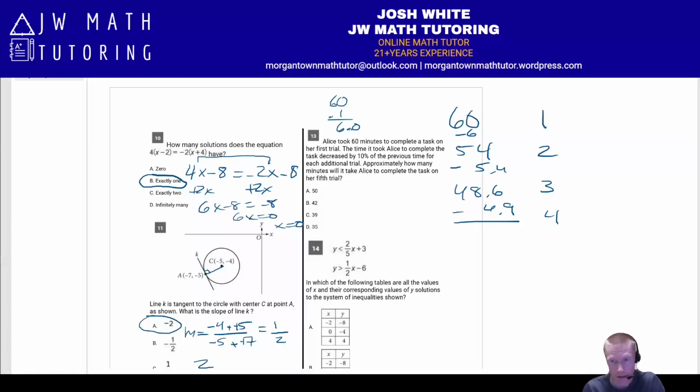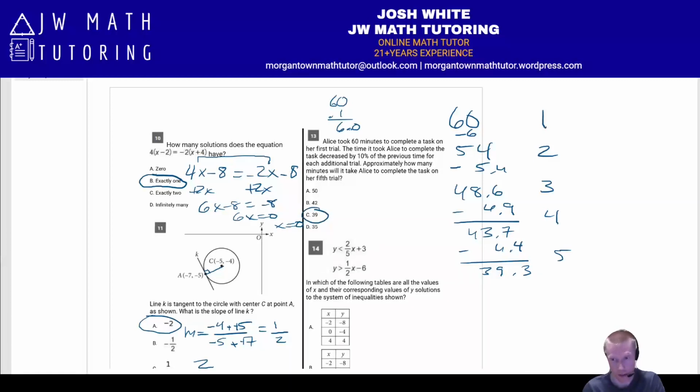So if we do that, it's going to come out to roughly 43.7, somewhere in that ballpark. You could actually round it up to 5 to make it even easier, and then it would be just 43.6. And now for the fifth trial, you're going to subtract 4.37, or I'm going to round it to 4.4. So that's going to be 39. So how many minutes will it take?